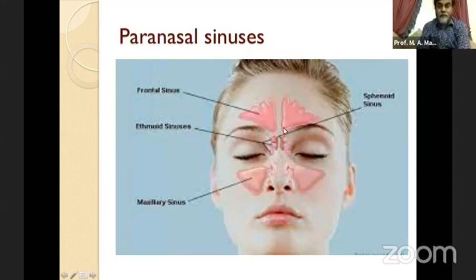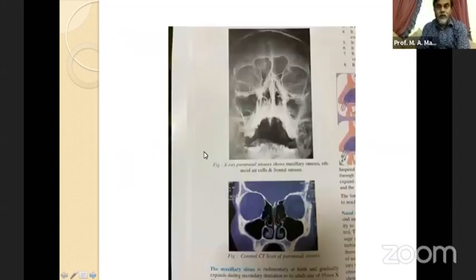If you look at the picture here, this is the frontal sinus, here and here, and medial to the orbit or eye, these are the ethmoid air cells or sinuses, and in the cheek, below the orbit and above the tooth, is your maxillary sinus. If you look at the X-ray, you can see the paranasal sinuses clearly. This is the left maxillary sinus. This is the right maxillary sinus. And in the middle of the orbit, these are the ethmoid air cells. And here is the frontal sinus.